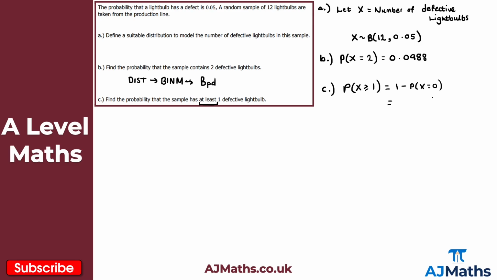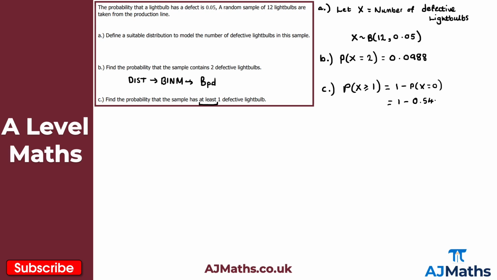So here then, we now need to find this probability on our calculator. So probability that x equals 0, it's an exact probability, so it's going to be BPD again. So distribution, binomial, BPD. So the only thing that will change here is the value of x. In this case, x equals 0. So change x to 0, input those values, and then press enter. And what I get here then is 1 minus. So this value here then is what I've just found on my calculator.